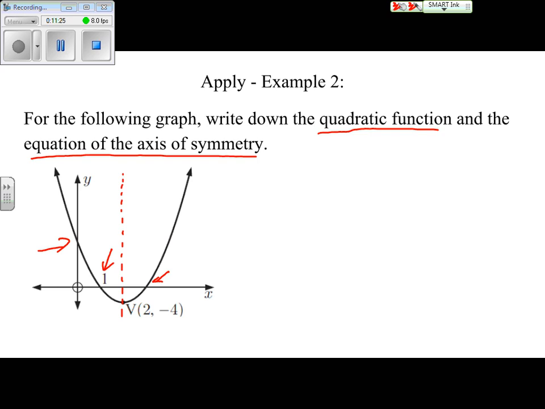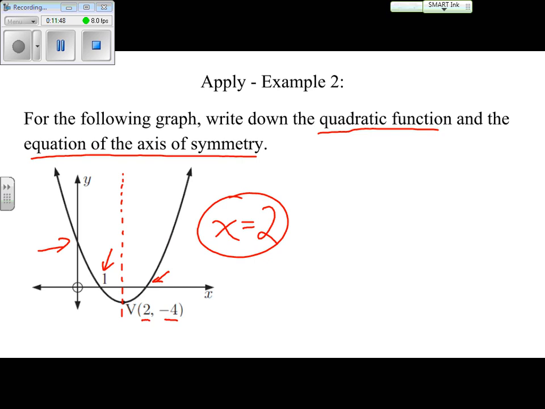It's a vertical line. Well, I already know the coordinates of the vertex. It's (2, -4). So my x value is 2, which means that the equation of my axis of symmetry is x = 2. There's a vertical line that goes through every value where x equals 2. All right, so that would be the equation of my axis of symmetry.